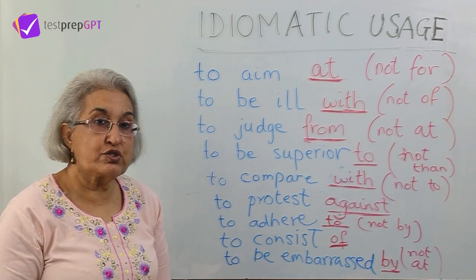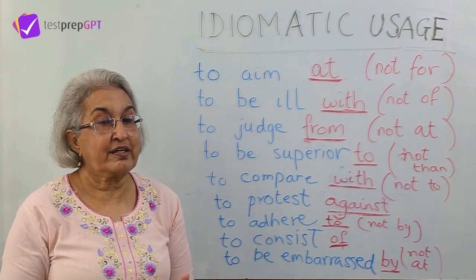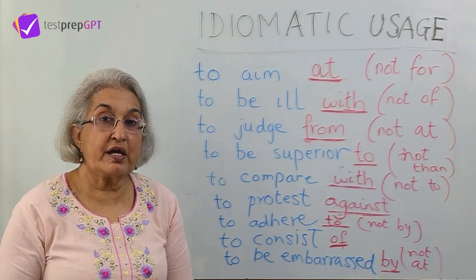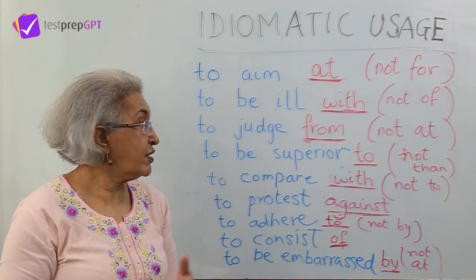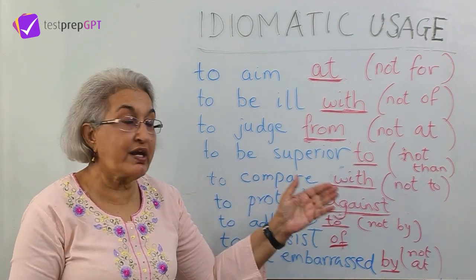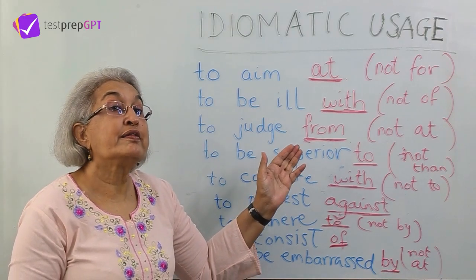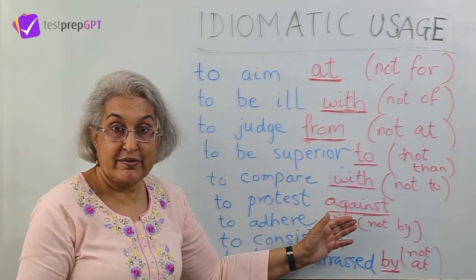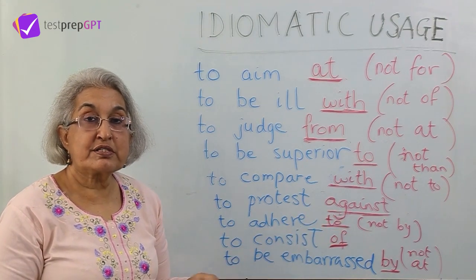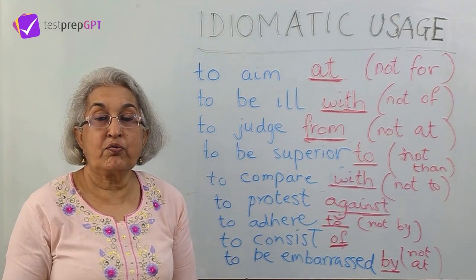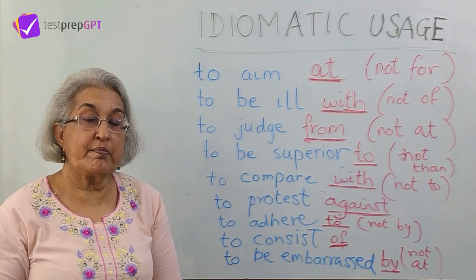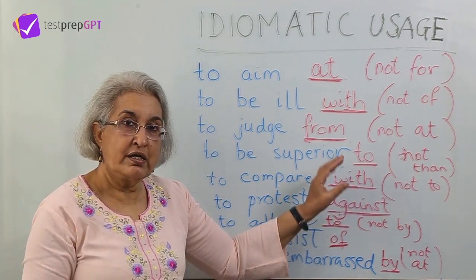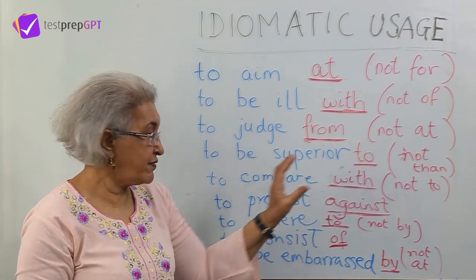To be superior to, not superior than. We won't say he is superior than his friend. We will say he is superior to his friend, not he is superior than his friend. Right? Then to compare with, I must compare this fact with this one, not compare this fact to this one. So with, two facts are together, so we use the preposition with.